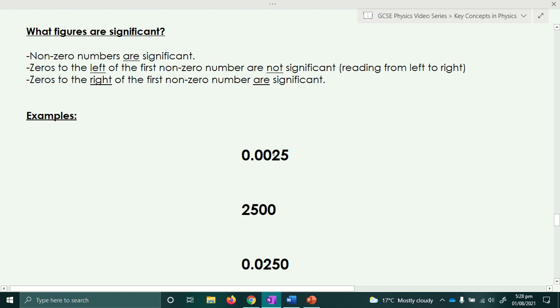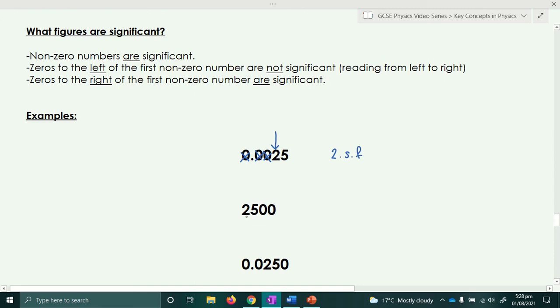Okay, so here is the first non-zero number reading from left to right. So this is what we're going to use. These zeros are all to the left of that, so these are not significant figures. The 2 and the 5 are. So this is a 2 significant figure number.